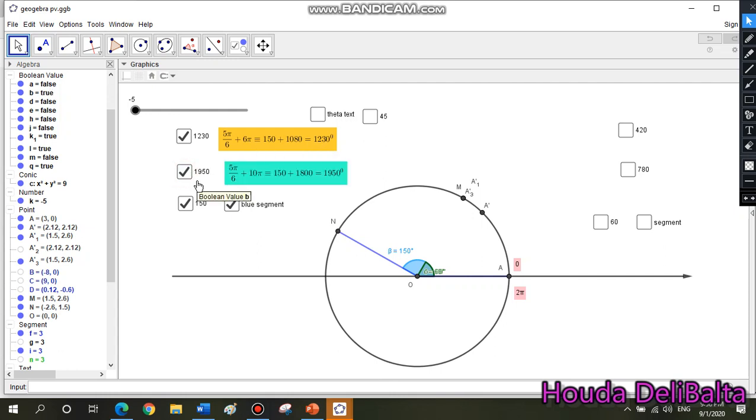Similarly for this one, which is 1950, it's definitely equal to 150 plus 1800. 1800 is actually 10 times pi if I substitute 180 in place of pi. So an even number multiplied by pi here means that I'm going back to 0. What does 10 pi mean? 10 pi means that I'm moving 5 complete turns. Each turn is 2 pi. So actually I'm returning back to 0, and the remaining part, which is 150, is the principal value of 1950.